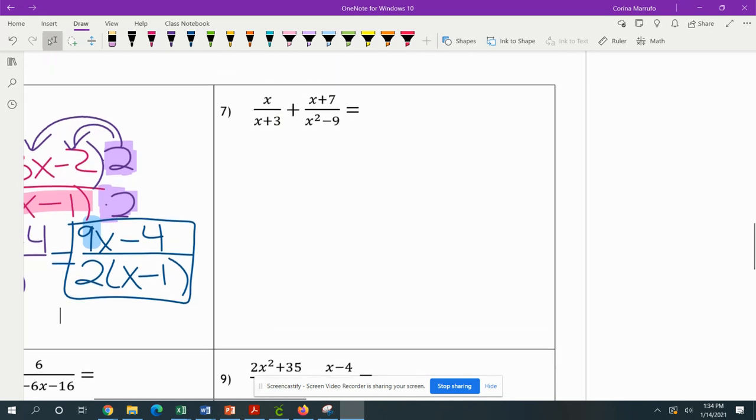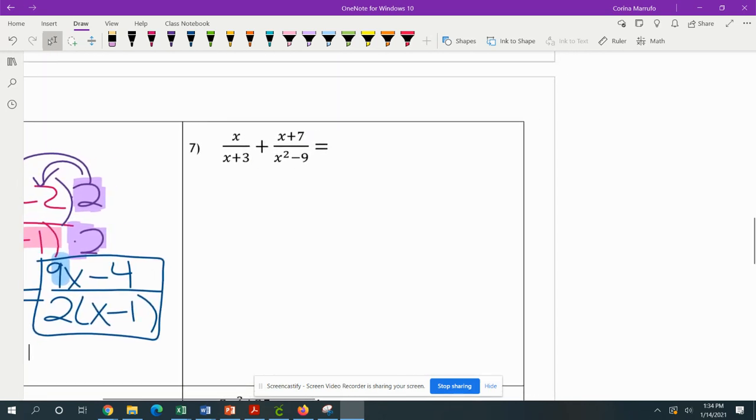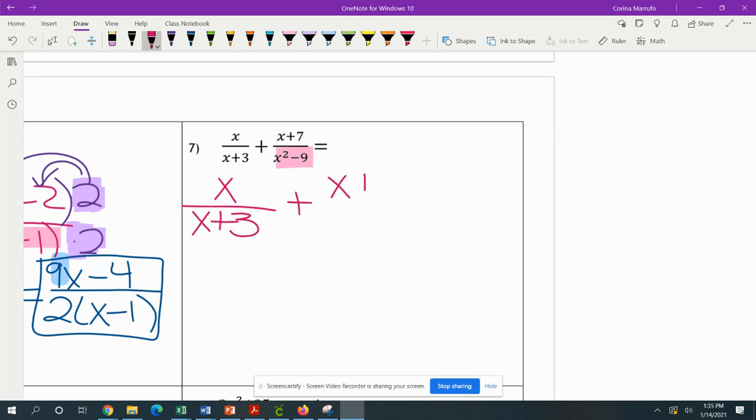All right, the next one here, we have x over x plus 3, plus x plus 7 over x squared minus 9. So we can factor the x squared minus 9. This one, x over x plus 3, stays the same. And then plus x plus 7, we're going to go ahead and factor it. x and x give us x squared. 3 times 3 gives you 9. In order for it not to have that middle term in there, one is going to be plus, one is going to be minus.